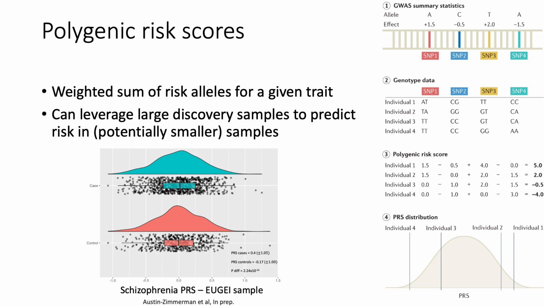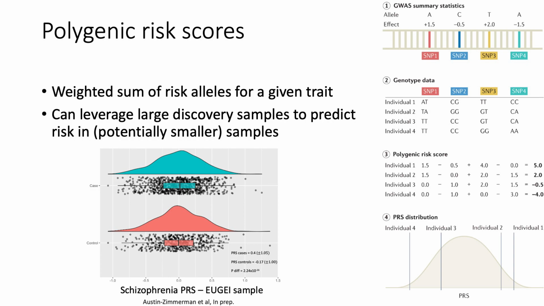This can be very valuable. You might take, for example, the relatively well-powered schizophrenia GWAS with 300,000 people, and most of us don't necessarily have access to our own samples of 300,000 people, so you can leverage the power of that data and apply it to your potentially much smaller sample. We have done that, for example, in the EU-GEI study, and looked at the schizophrenia polygenic risk score and how it distinguishes cases from controls. You can see, though I made it very small down here, that the mean polygenic risk score for cases is significantly higher than for controls.